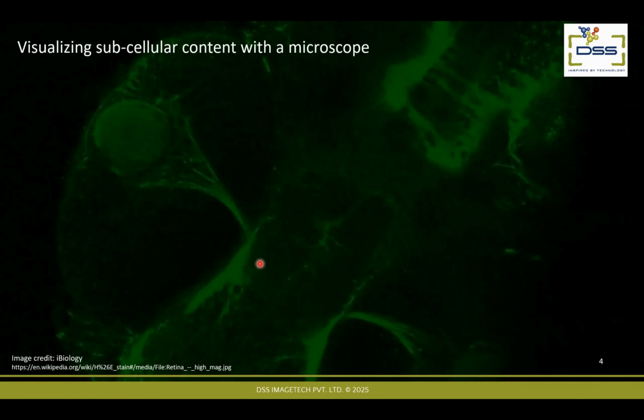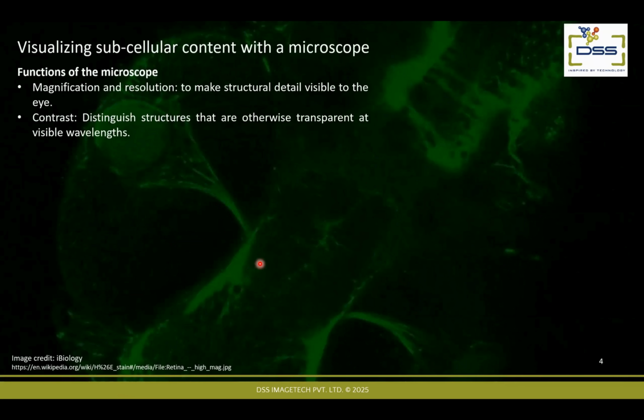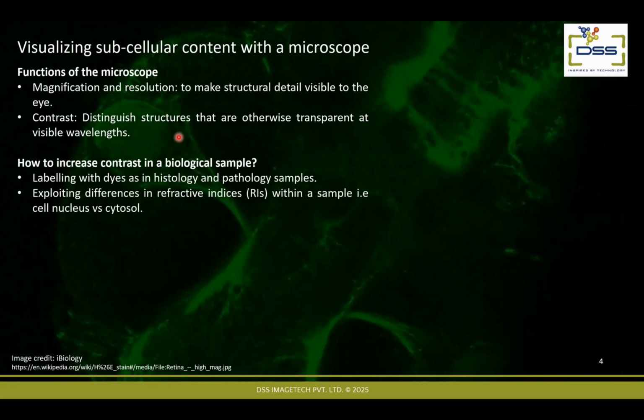So coming to the basics of a microscope. At its core, a microscope serves two main functions: to make tiny structural details visible, and then equally important is contrast, because most biological specimens are completely transparent when illuminated with visible light. So we need magnification and we need contrast. So how to increase contrast?